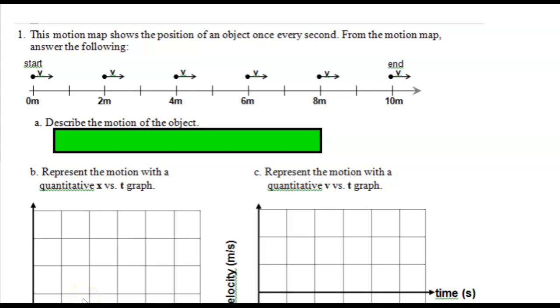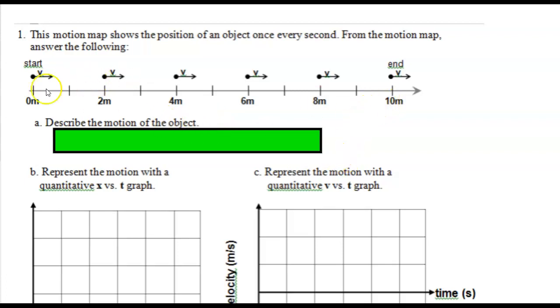All right, guys, so we're starting with video 2.2, and in this section we're going to review velocity versus time graphs and position versus time graphs, and tie it into motion maps as well. So in this one, there's a motion map that's given to you.